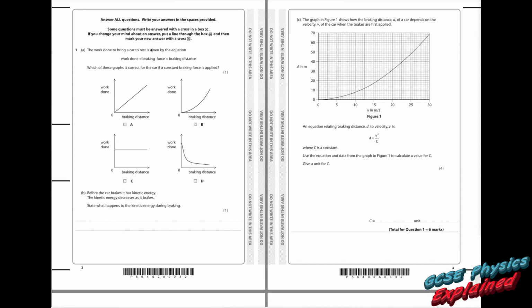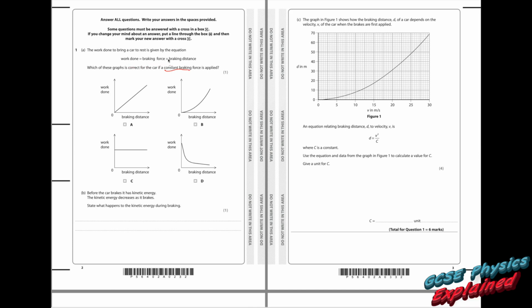The work done to bring a car to rest is given by the equation: work done equals braking force times braking distance. Which of these graphs is correct for the car if a constant braking force is applied? They've got work done up the side and braking distance along the bottom in each case. So, constant braking force.